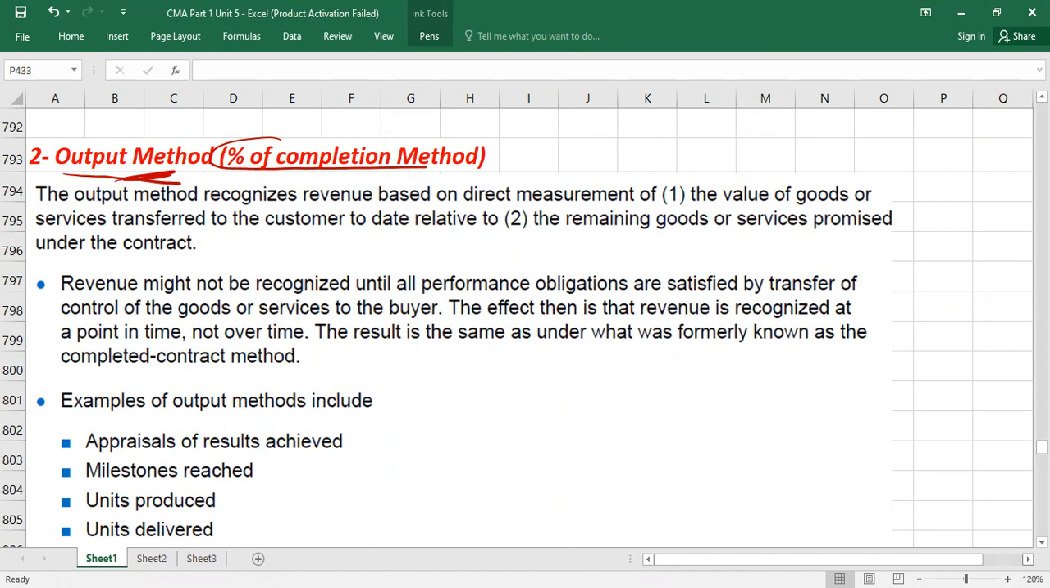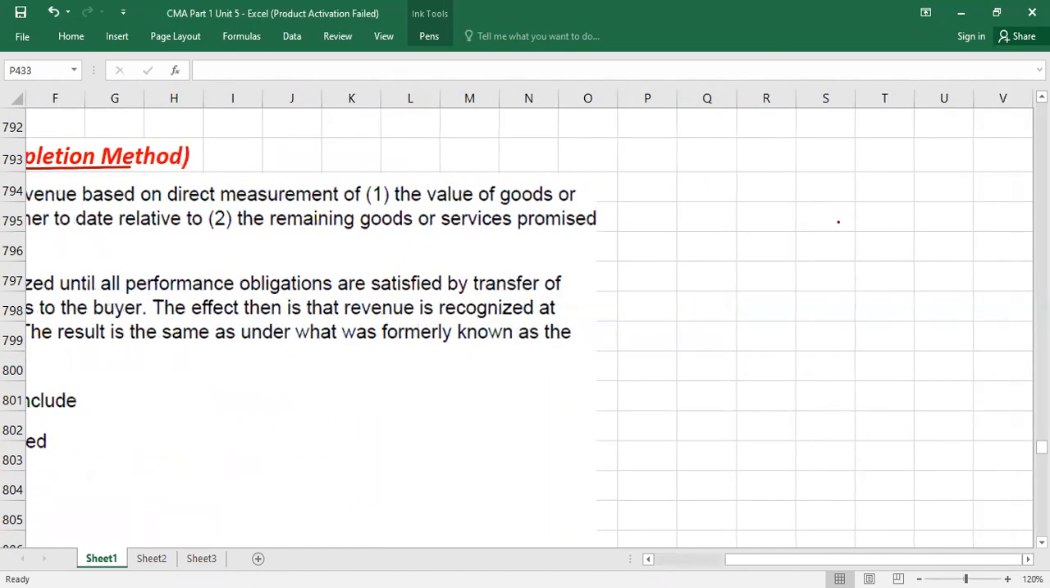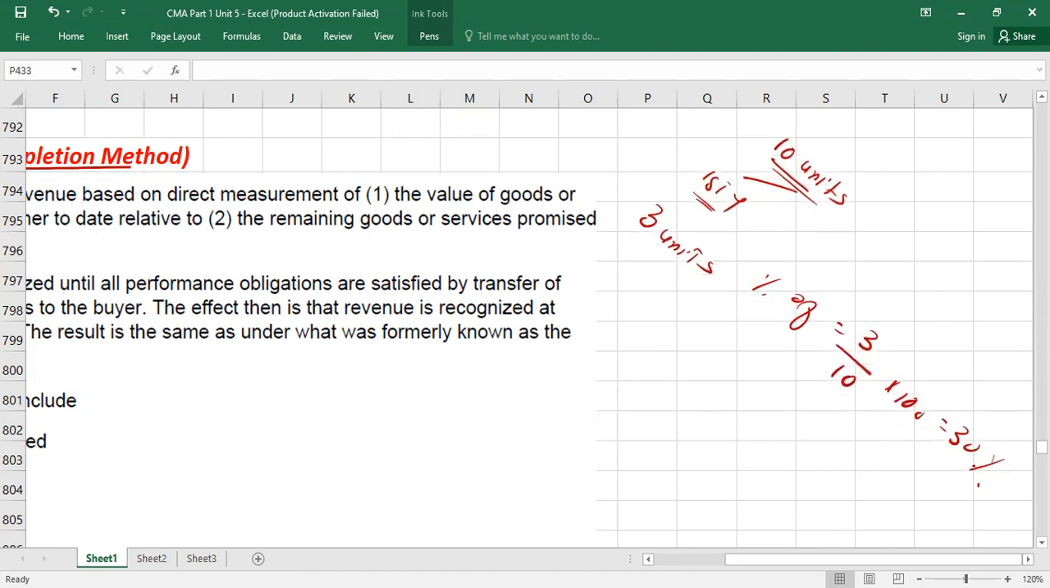For example, I'm giving you example. Let's assume I have agreed with you that I will produce, let's assume 10 units for you. How many units? 10 units. And now in the first year, I have produced only how many units? 3 units. I can calculate the percentage of completion based on output, right? How I will get the percentage of completion? I will take 3 over 10 multiplied by 100. It means 30% work is done. It means I can book the revenue up to 30%.